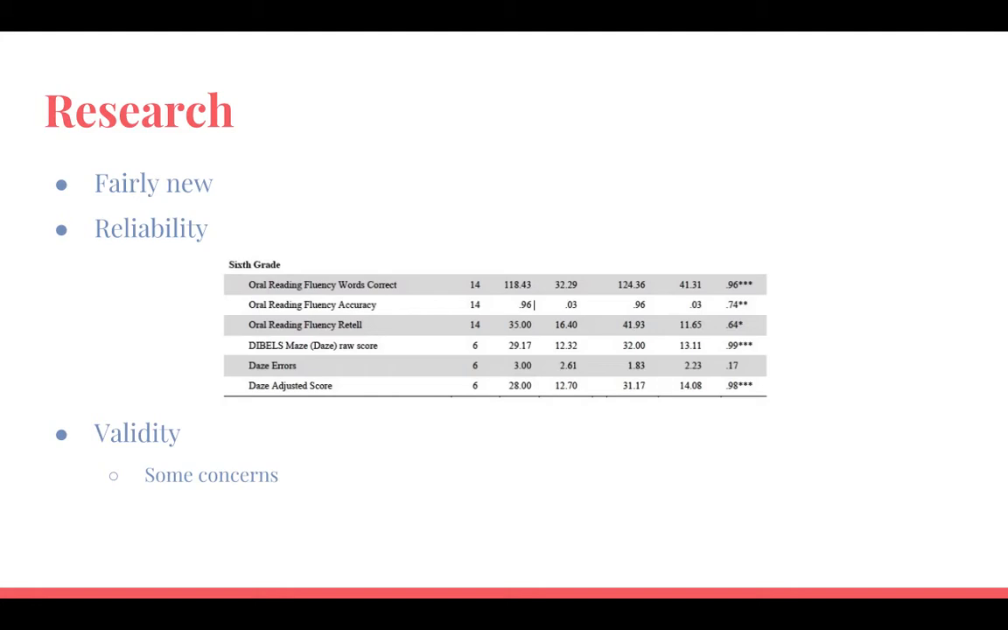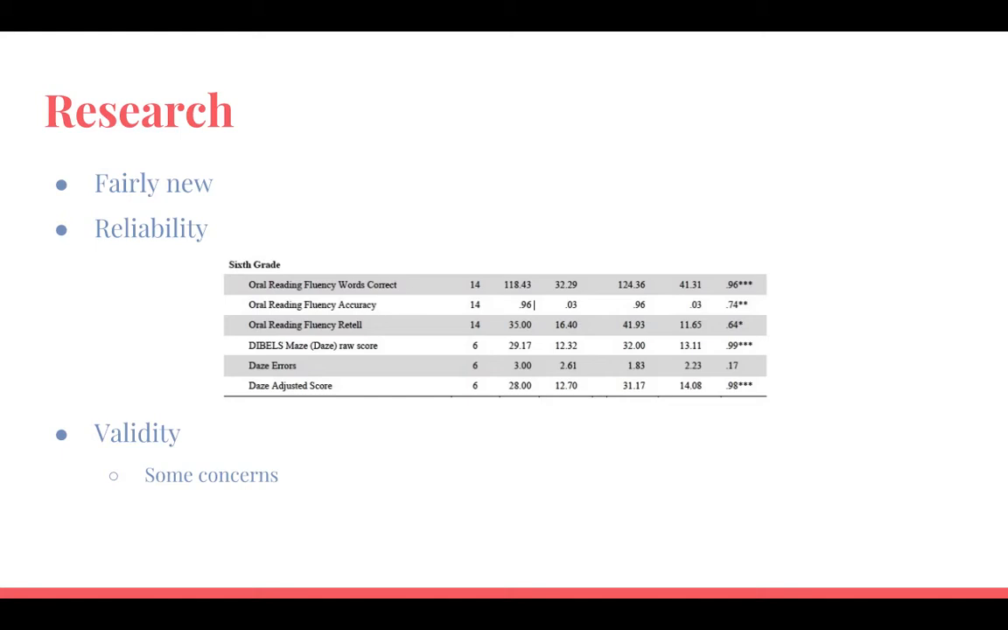Validity. The Daze has been found to be correlated with other measures of reading comprehension, like GRADE, which is the Group Reading Assessment and Diagnostic Evaluation, which is another measure of reading comprehension, and the scores on the Daze and the GRADE have been found to be correlated.